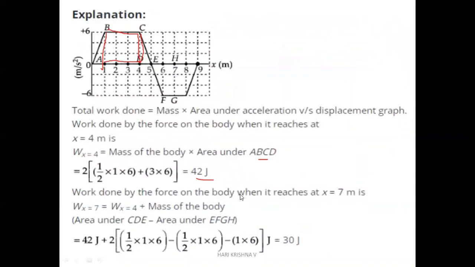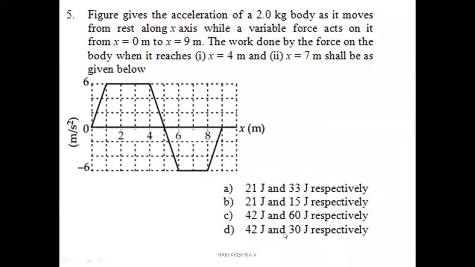So when you're going for a distance of 7 meter, this area we have already taken, right? This we have completed till 4. Now we are going till 7. So that means here we have completed, and we are going to take the rest. This also we can do in two ways: area of a rectangle and area of a triangle. When you solve this under the graph, you get 30 joule. So option D is correct. Clear?